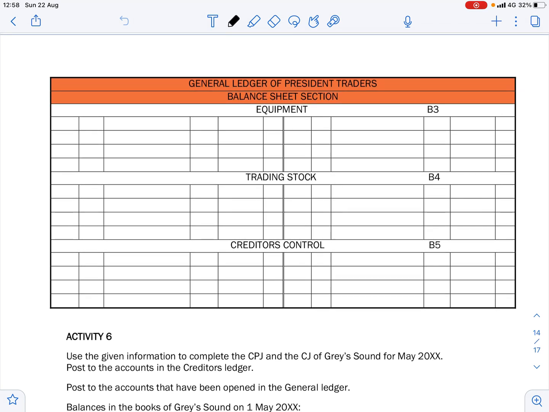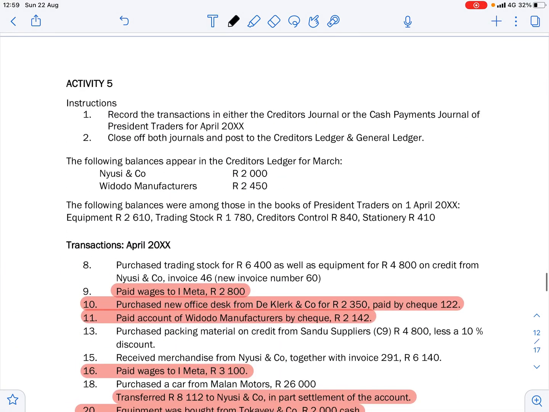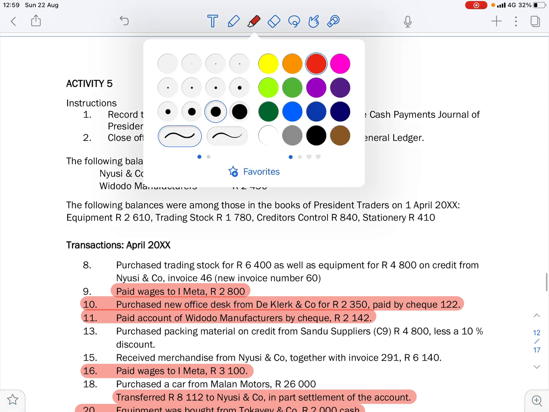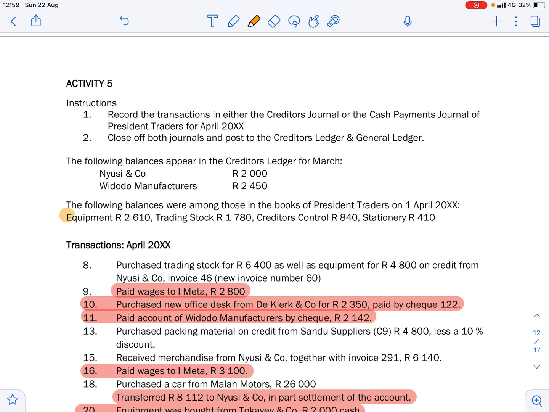Now, if we start off in order here, equipment is an asset which increases on the debit side and decreases on the credit side. If we go up and have a look at our balances, they tell us the following balances were among those on the 1st of April for President Traders. So on the 1st of April, we need to put our balances into our ledger. We start off with, in orange, equipment at 2,610, trading stock at 1,780, and creditors control at 840 Rand.